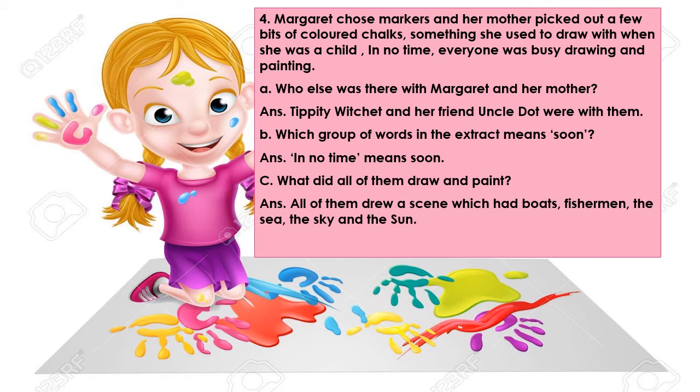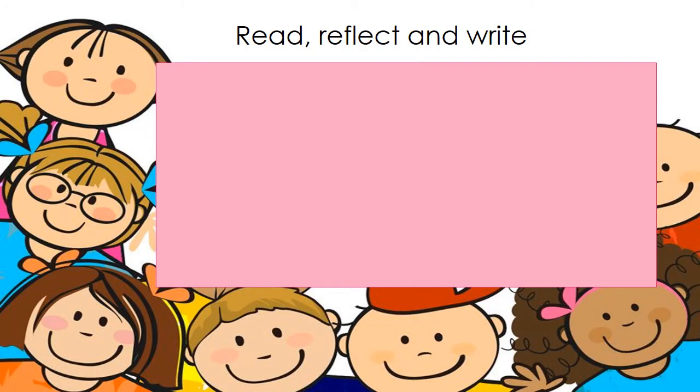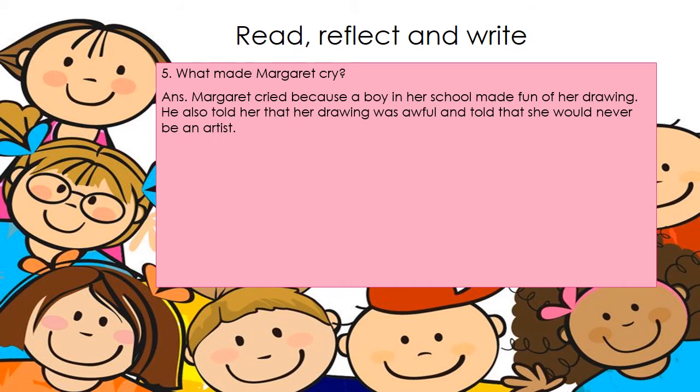Now next is, what did all of them draw and paint? Yes, this also you know very well. All of them drew a scene with boats, fishermen, the sea, the sky and the sun. Clear? Yes. Now come to the next exercise, children. Read, reflect and write. Now question number 5 is here.